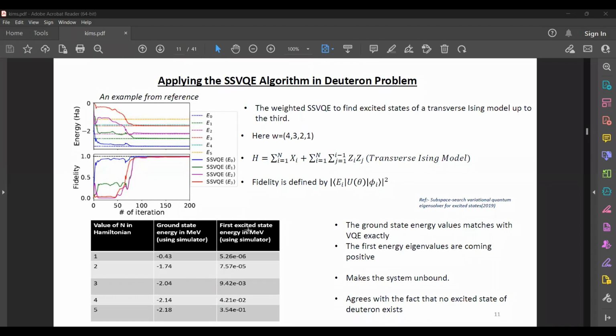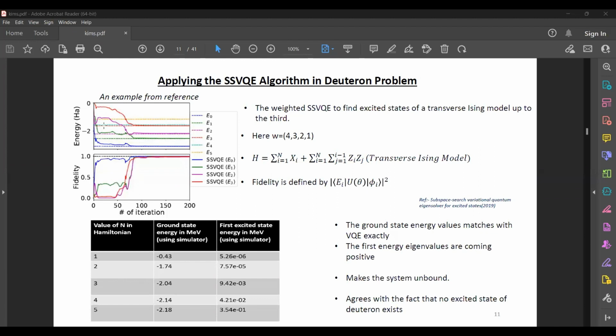So before I move into my results for deuteron, I want to show you an example from this reference, which is a 2019 paper. Here they have used the concept of SSVQE. They have taken the transverse Ising model Hamiltonian. Here you see the Hamiltonian depends on X and Z, the Pauli matrices acting on the ith and jth qubit. And they have used SSVQE to plot the ground state energy, first excited state energy, second excited state energy, and third excited state energy.